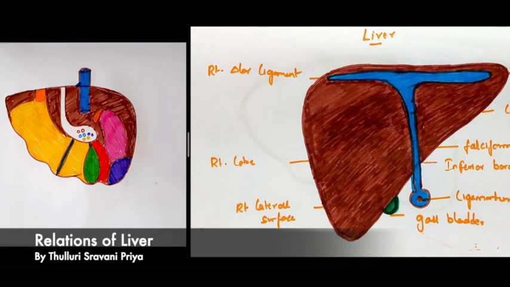If we see the peritoneal relations of the liver, some of the areas which are not covered by the peritoneum are called the bare areas. On the posterior surface, on the right lobe of the liver, there is a triangular bare area which is enclosed by the superior and inferior layers of the coronary ligaments. Both of those join together to form the right triangular ligament.